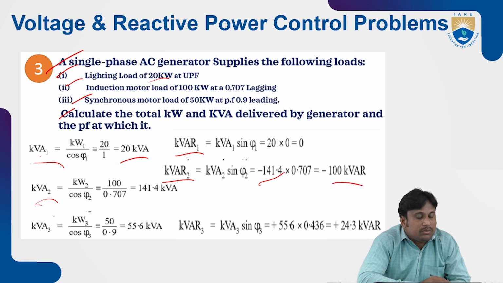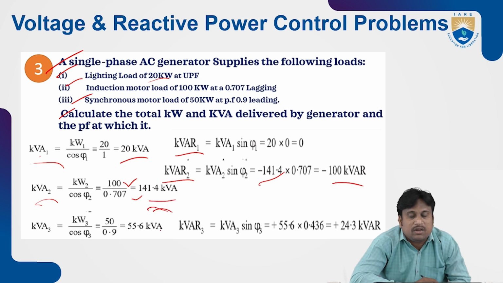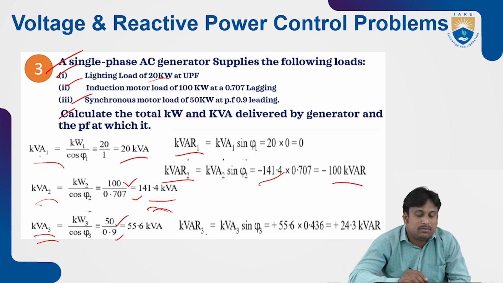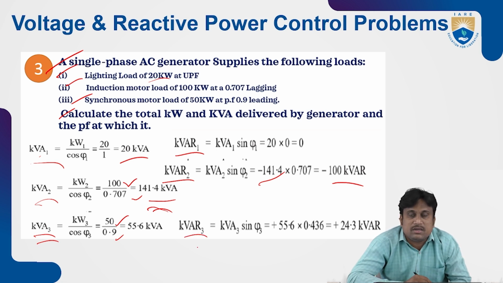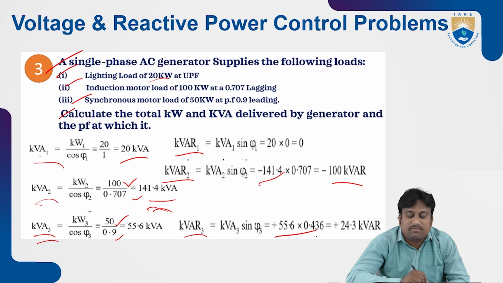With this, the kVA 2 calculation becomes kW2 by cos phi 2. That is 100 by 0.707, which is about 141.4 kVA. Similarly, kVA 3 is kW3 by cos phi 3. That is 50 by 0.9, which is about 55.6 kVA. So kVAR 3 becomes kVA 3 sin phi 3. So 55.6 into 0.436 will give 24.3 kVAR.